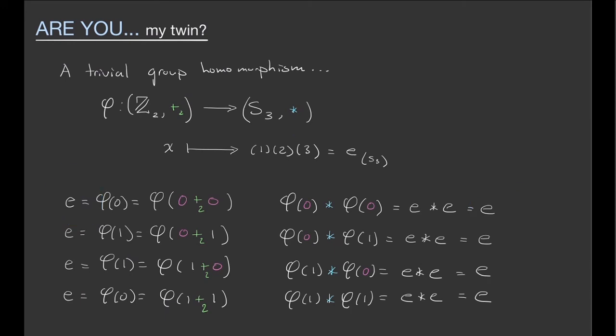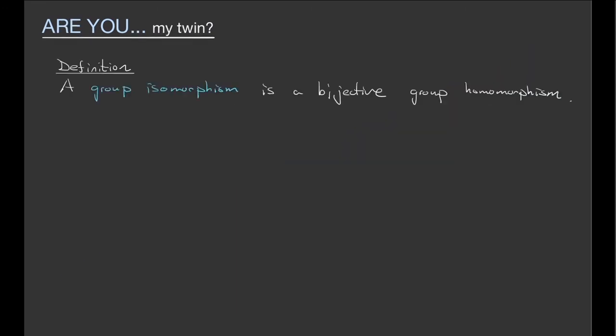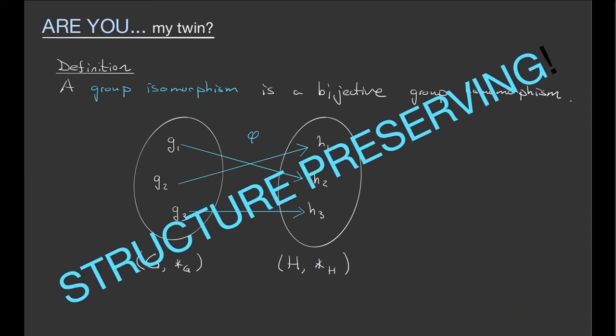And that's true in all of these cases. This is, again, a case of structure preserving. We define a group isomorphism as something a little bit stronger than a group homomorphism. In fact, it is a group homomorphism with one extra condition, namely that it's bijective. If we had, let's say, two groups like so, and they both contain three elements, we would say a group isomorphism is a bijective map from G to H, but not just bijective, it also needs to be structure preserving.